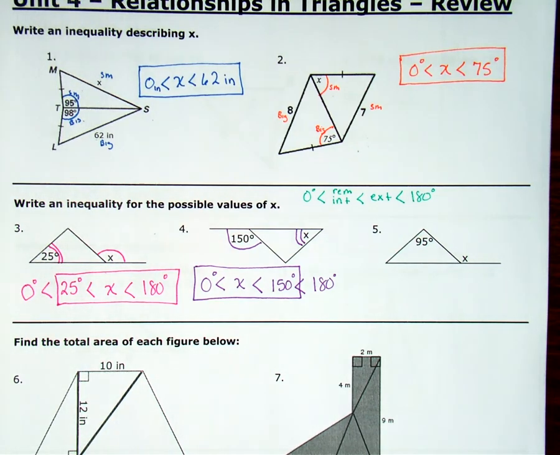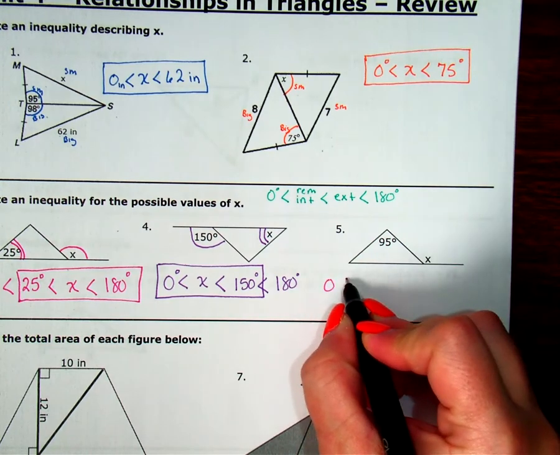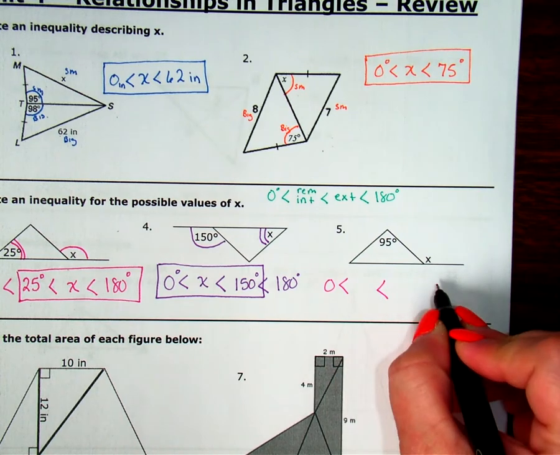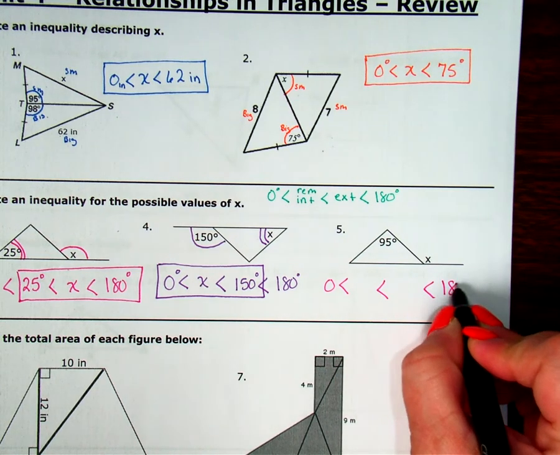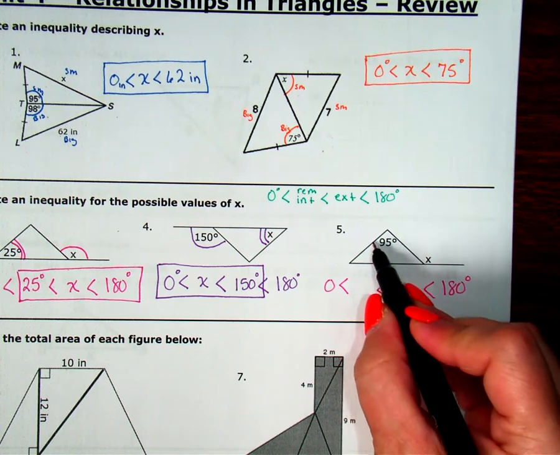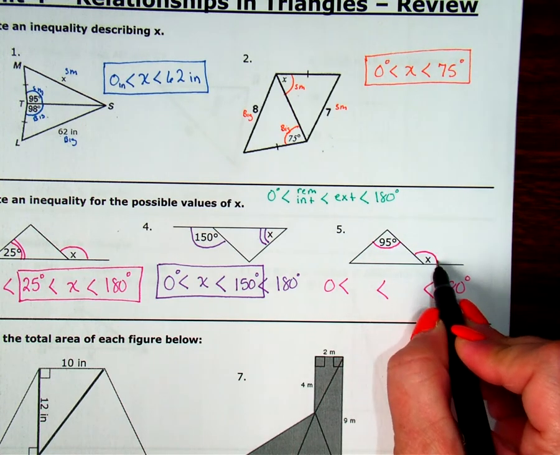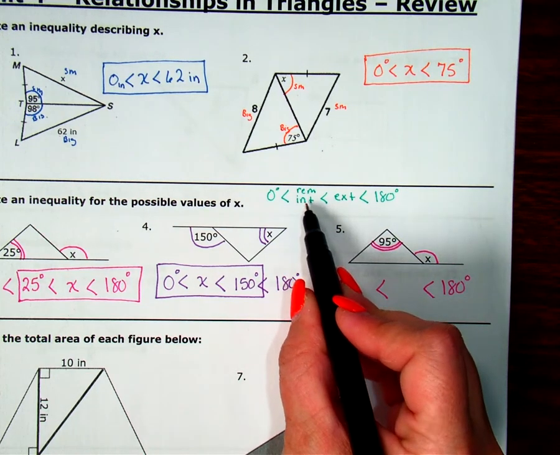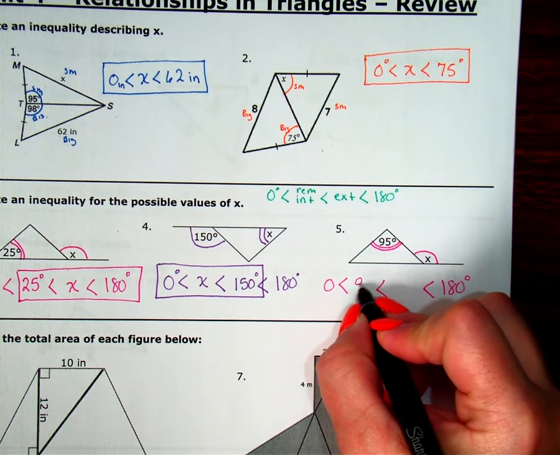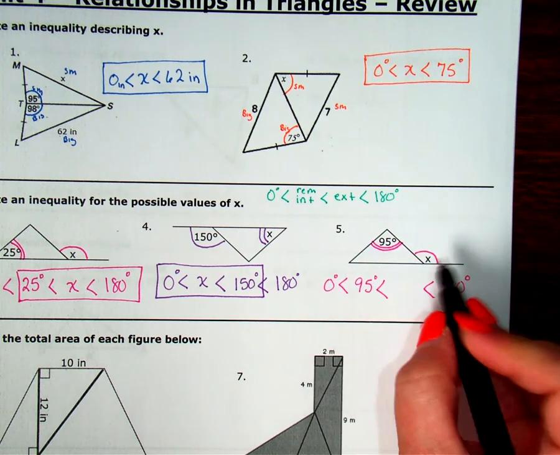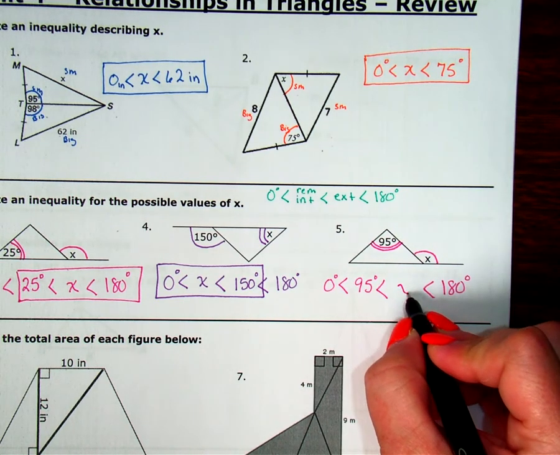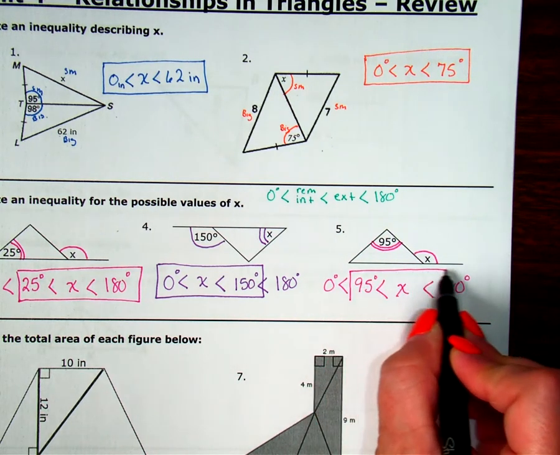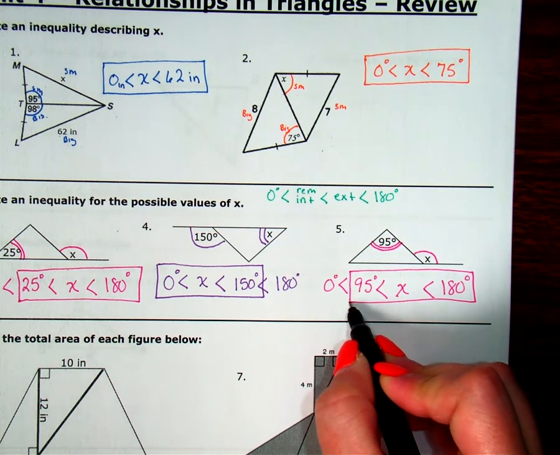When I look at the next one, again, I'm going to go 0 is less than my interior angle, which is less than my exterior angle, which is less than 180 degrees. So my two angles are my 95 and my x. Mark them differently. My interior angle comes first. The one inside is 95 degrees. And the exterior angle is outside, that's the x. So x has to fall between 95 and 180 degrees.